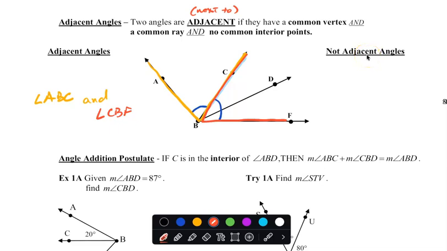Non-adjacent angles are two angles that don't share the same side. So something like ABC, and let's erase this, what if I do DBF? This angle here and that angle, they do not share a side. There's this angle in the middle of it. So that angle and that angle are non-adjacent.